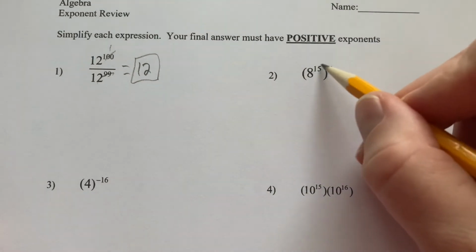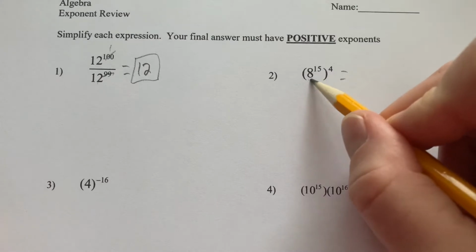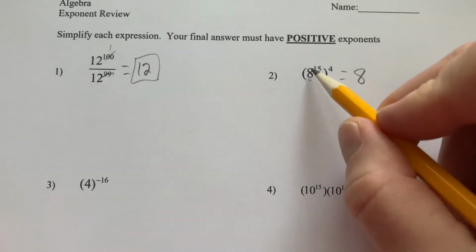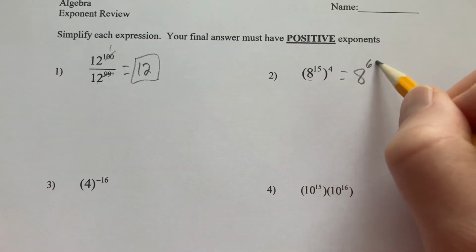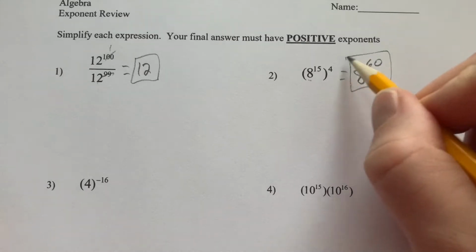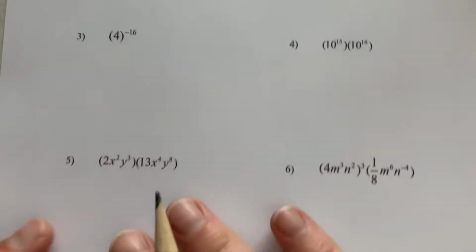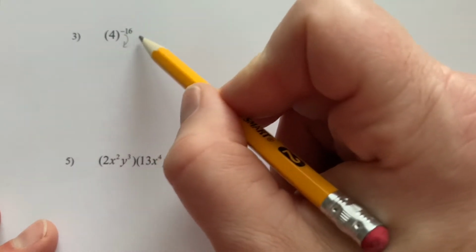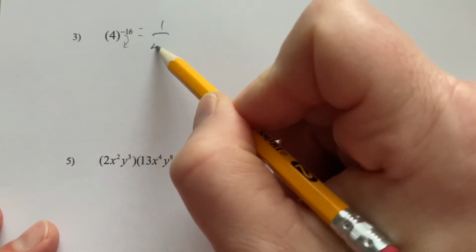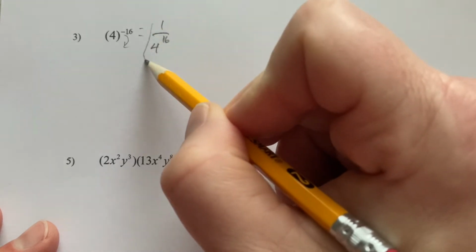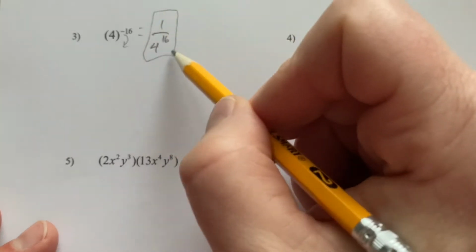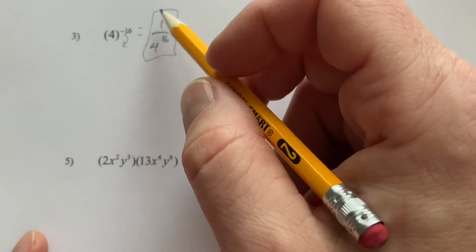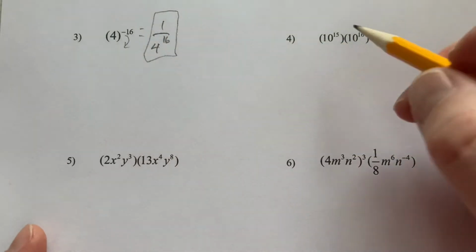Over here, the rule is to multiply. We want to keep the 8. You don't want to do anything silly to that. Just multiply. 15 times 4 would be 60. Okay. Here I've got 16 4s, but with the negative, that means they should be on the bottom. So this is going to be 1 over 4 to the 16th. And you could try to do that, but that's probably way bigger than we want it to be. So I would just leave it like that.